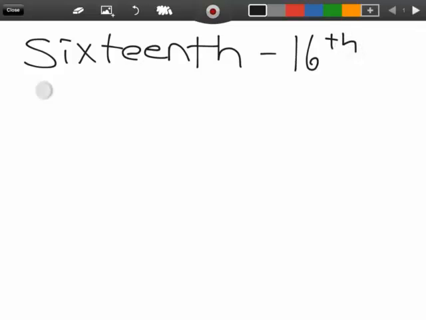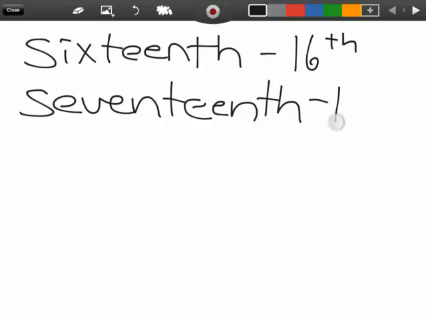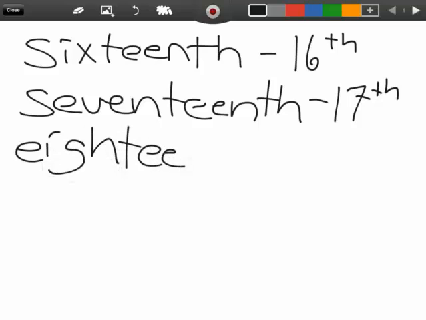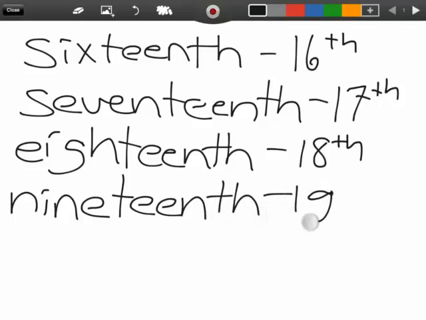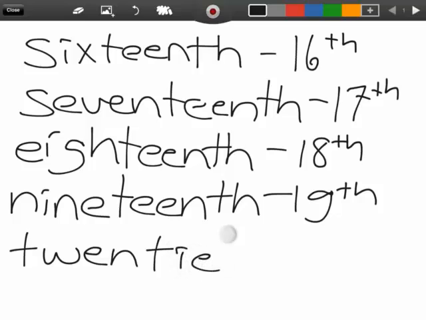And moving on to our other numbers, which is 16th, 17th, 18th, 19th, and 20th. I'm going to go ahead and read that to you. That is 16th, 17th, 18th, 19th, and 20th.